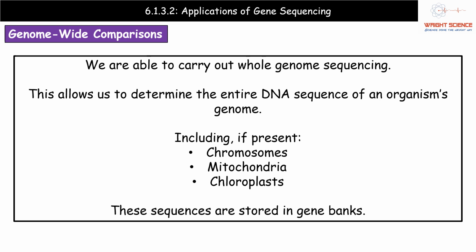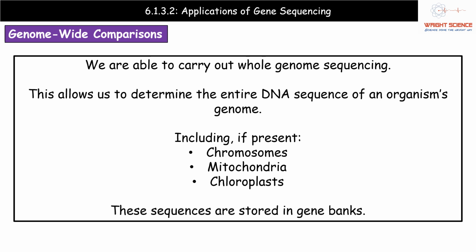First thing then, let's start off with these genome-wide comparisons. Now, since we've actually developed techniques that allow us to sequence entire genomes, then obviously what we can do is have a look at the entire DNA sequence of an organism. Now, that's not just the bit we find inside a nucleus, should a nucleus be present, but it also looks at some of those other structures. So of course the chromosomes are one bit, but there's also mitochondria and chloroplasts that have their own DNA.